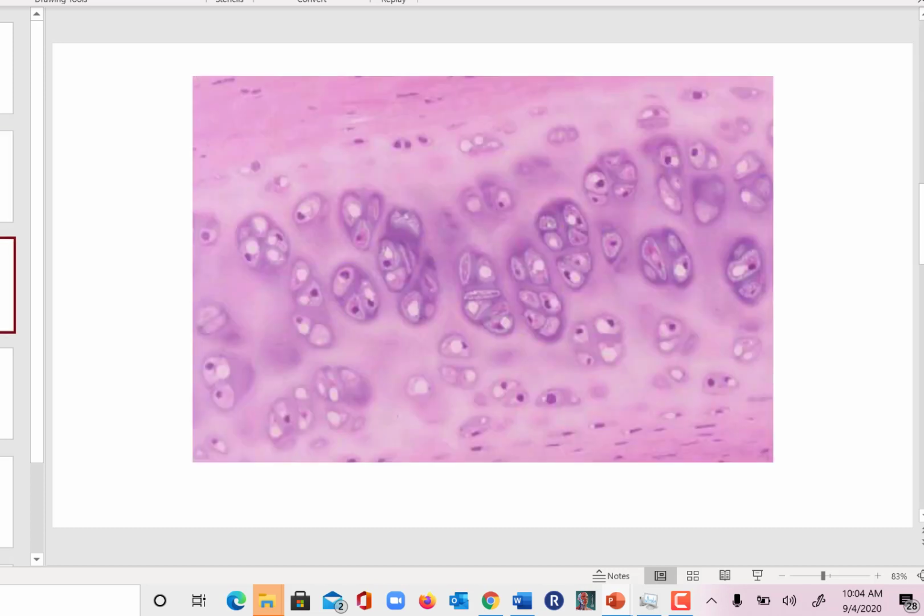The next tissue I want to highlight is hyaline cartilage. Hyaline cartilage is the most abundant type of cartilage you have in your body. Cartilage of all types is avascular. That means there is not a blood supply. You can see these cells. These cells are called chondrocytes.